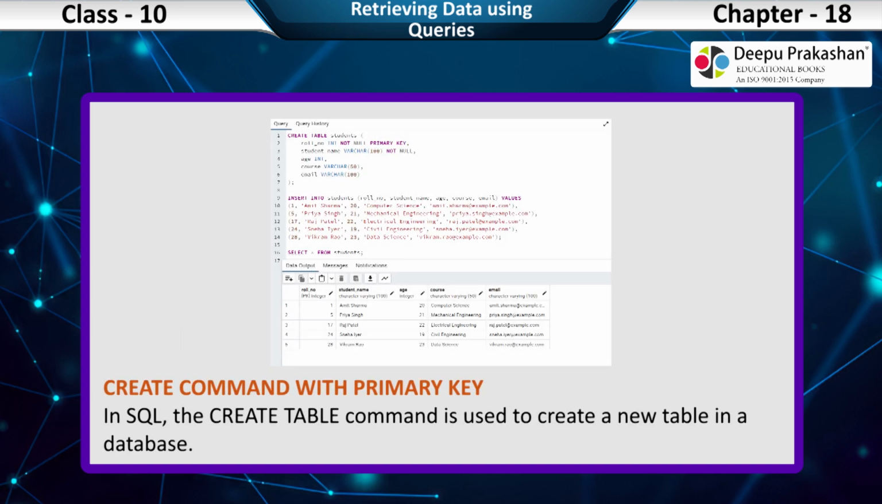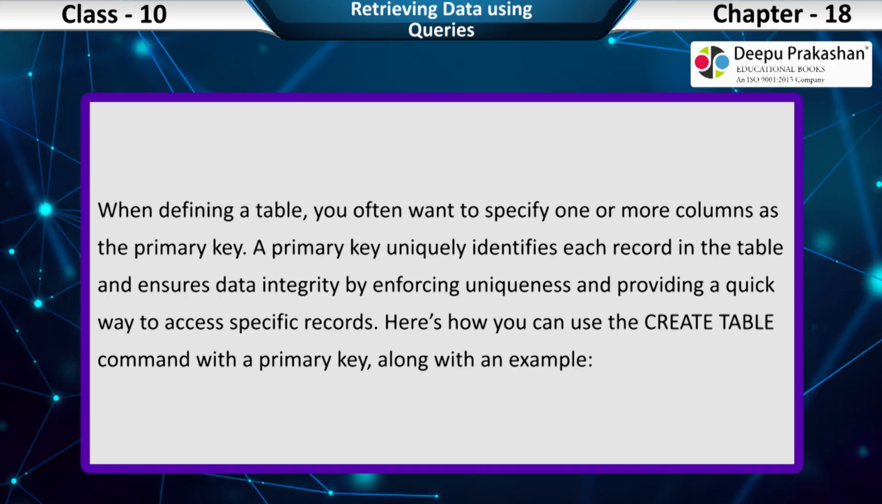Create command with primary key. In SQL, the create table command is used to create a new table in a database. When defining a table, you often want to specify one or more columns as the primary key. A primary key uniquely identifies each record in the table and ensures data integrity by enforcing uniqueness and providing a quick way to access specific records.